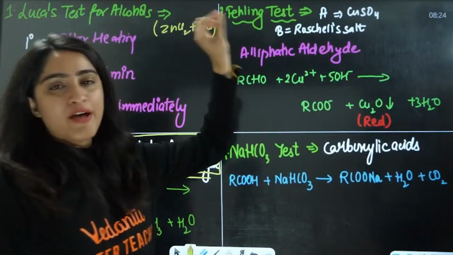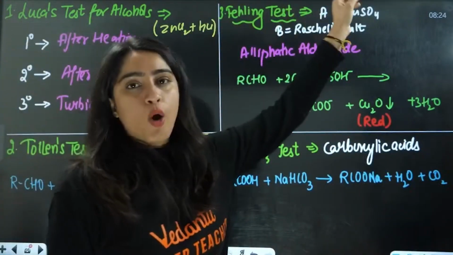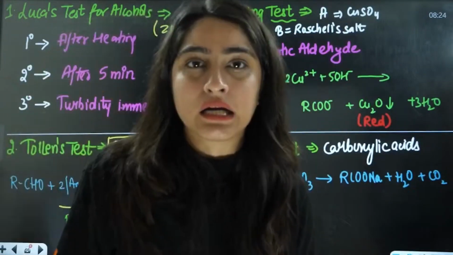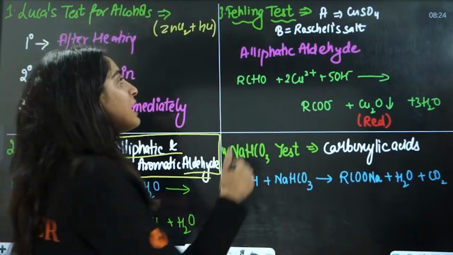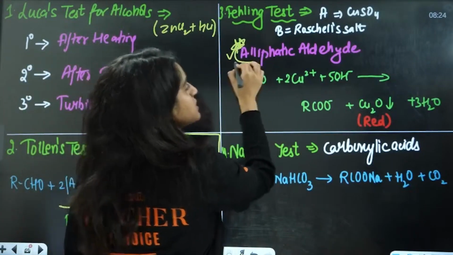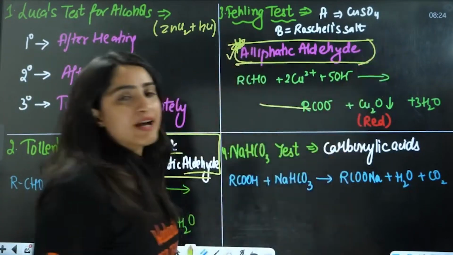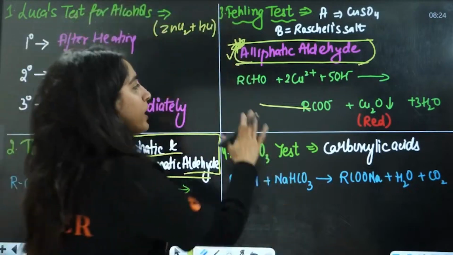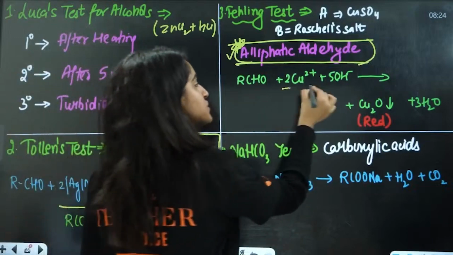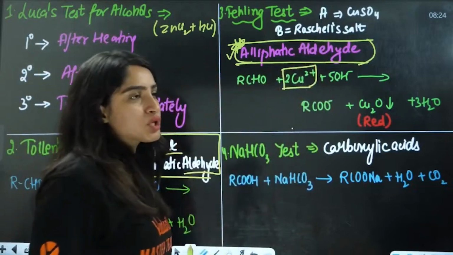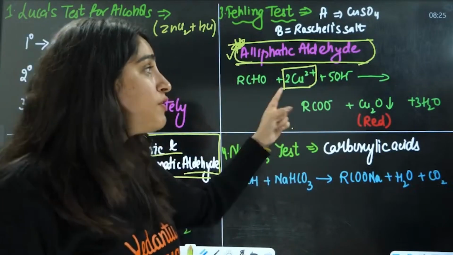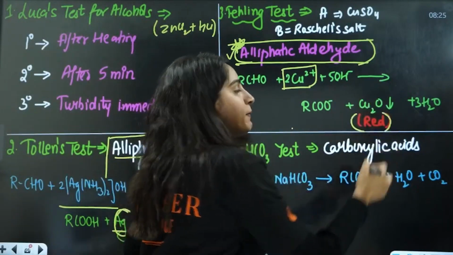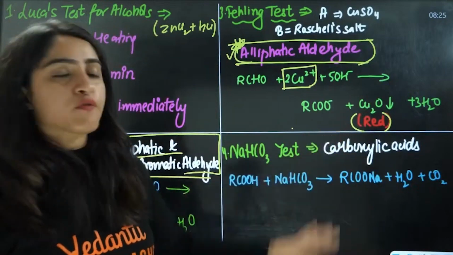Now we are going to talk about the Fehling test. Fehling A is copper sulfate solution. Fehling B is Rochelle salt, that is sodium potassium tartrate. Right? Next, very, very important. This is only for aliphatic aldehydes, not for aromatic aldehydes. Here you have Cu2+ ions from Fehling A and Fehling B solution, which will be reduced to Cu+, and a red precipitate will be formed.